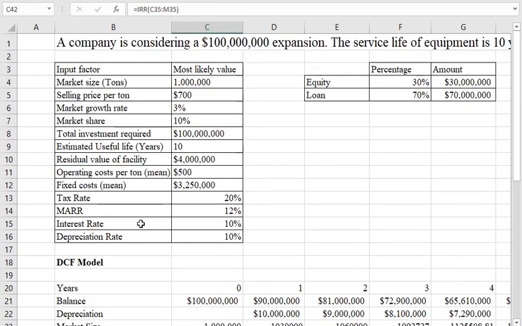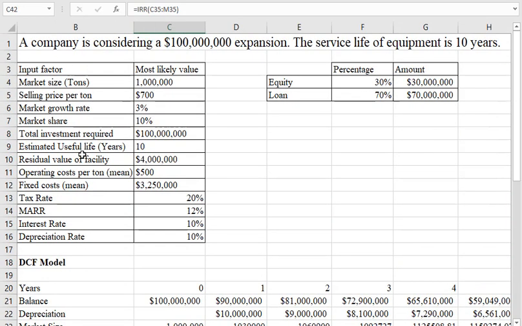In this way, a discounted cash flow model can be developed for a scenario in expansion of a company.